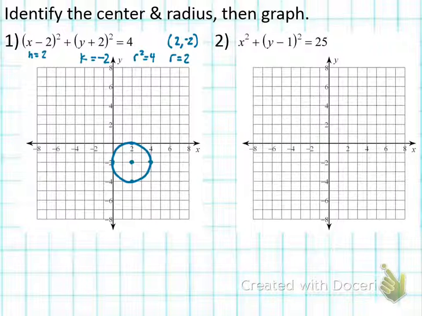If we have a compass, it'd be a lot easier. On the iPad, it does a little automatic circle thing, but it's really hard to center it. Anyways, that's how we do number 1.